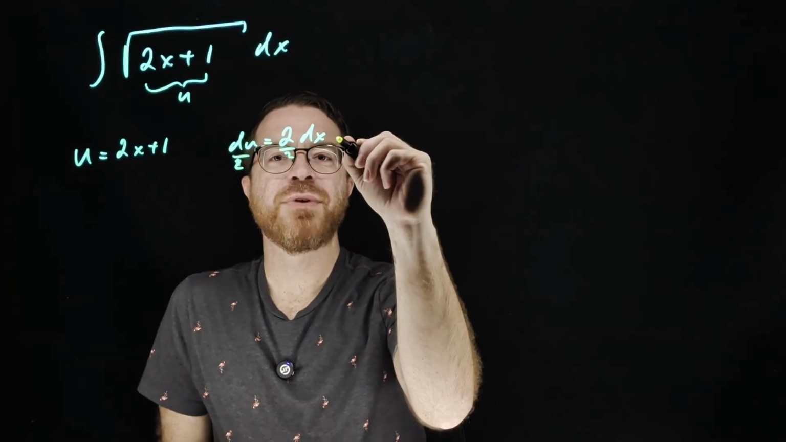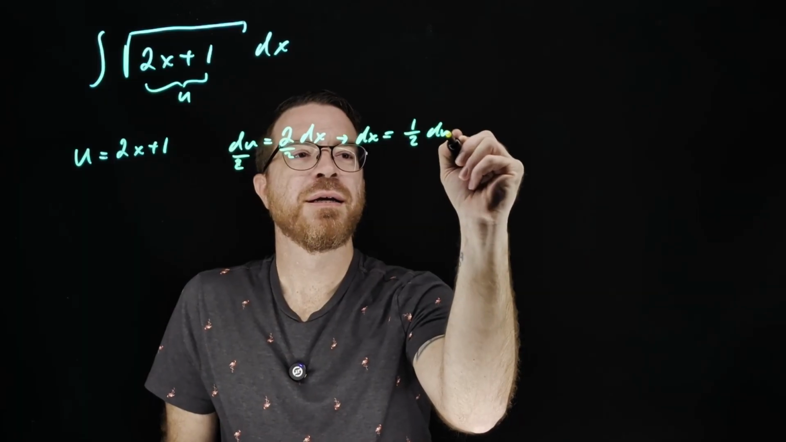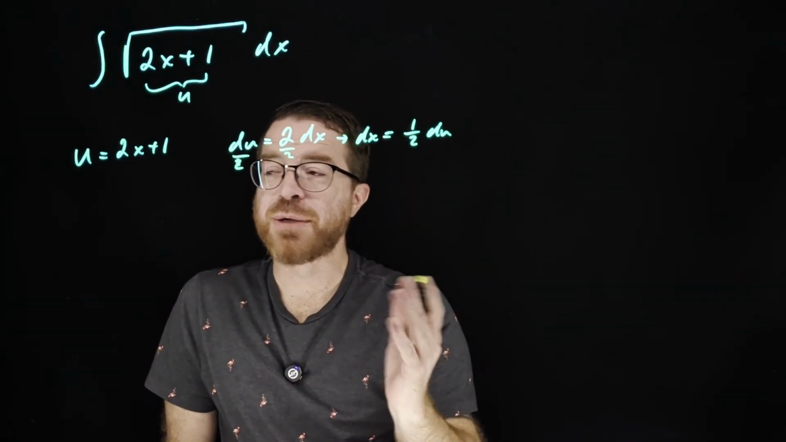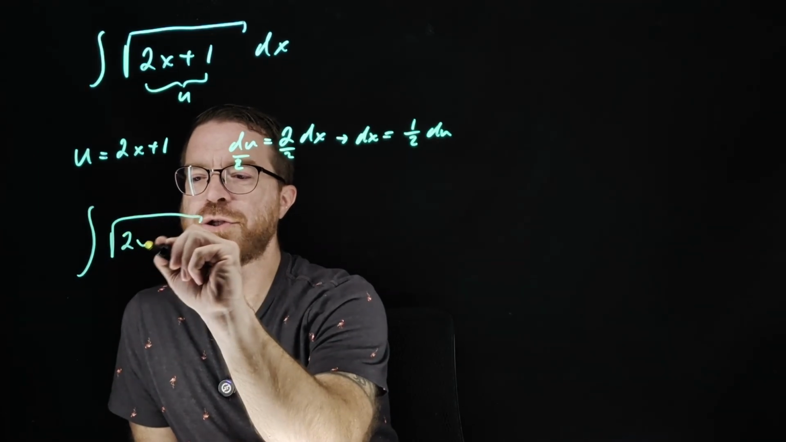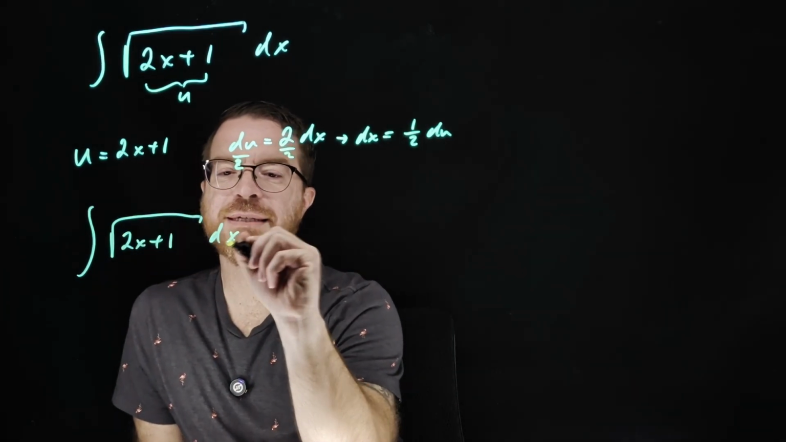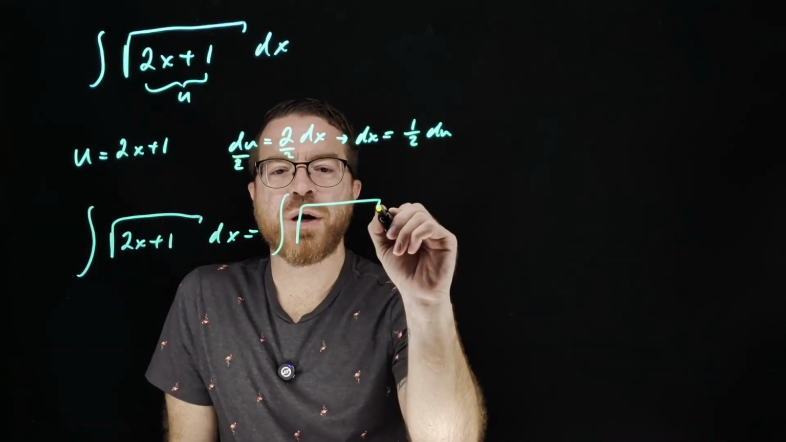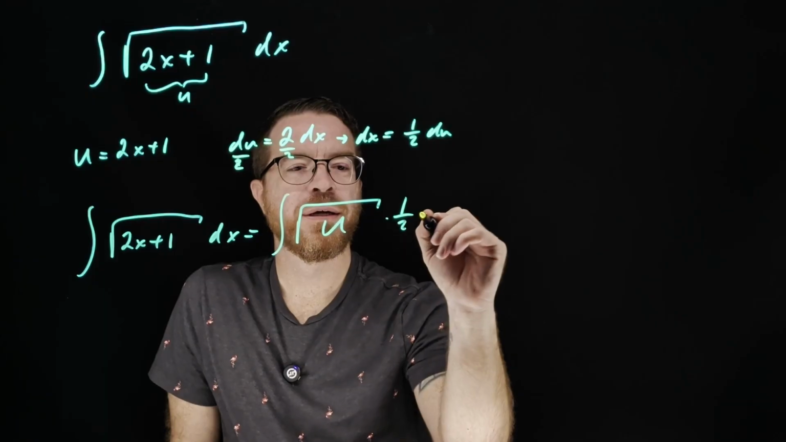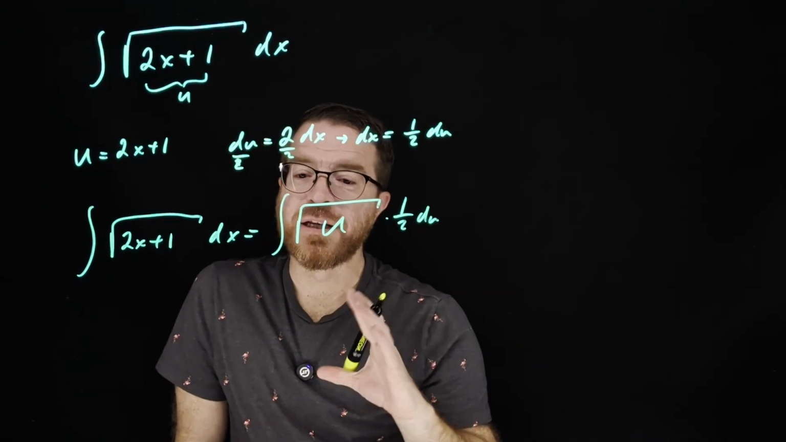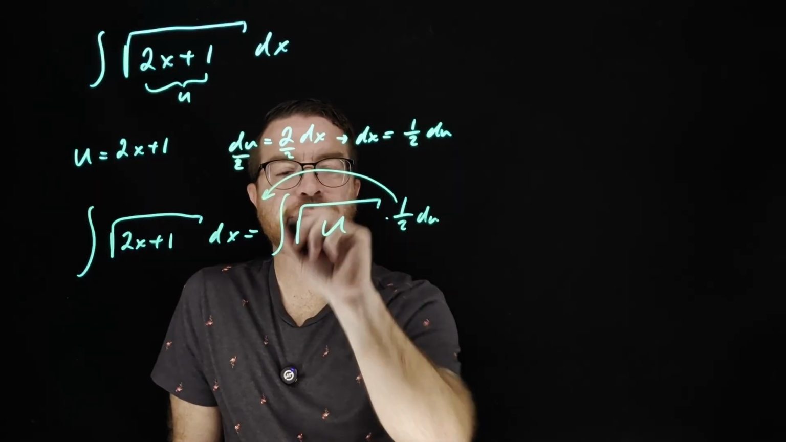And we're going to have that dx is equal to 1/2 du. So now we can just do our substitution. So this integral, the square root of 2x plus 1 dx, is now going to be the integral of the square root of u times 1/2 du. And then just like before, what can we do? Well, this 1/2 is a constant, so this can be pulled outside the integral.